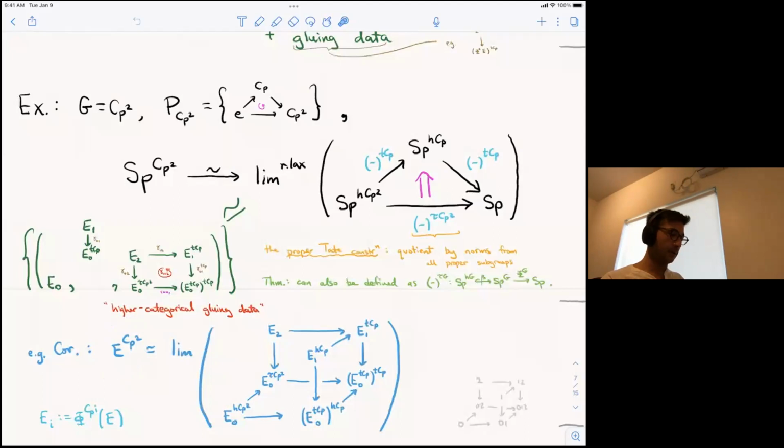And again, the major advantage here is that this is a symmetric monoidal presentation of the category. And so it's much more amenable for computing tensor products. You do compute those pointwise because geometric fixed points is symmetric monoidal.